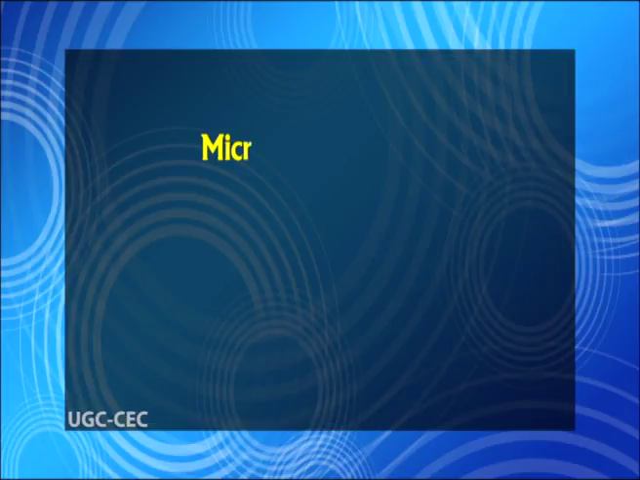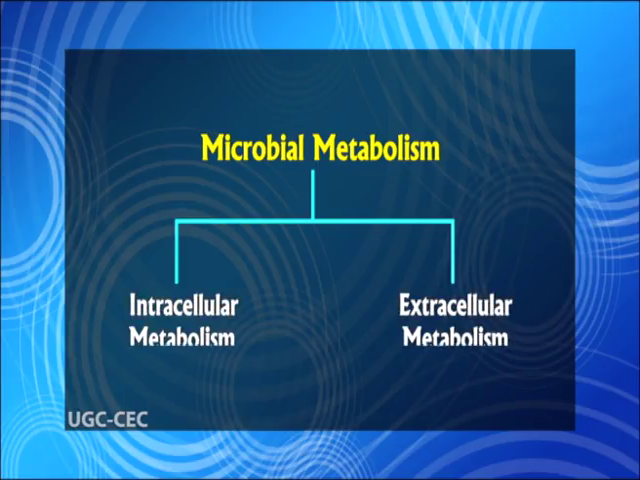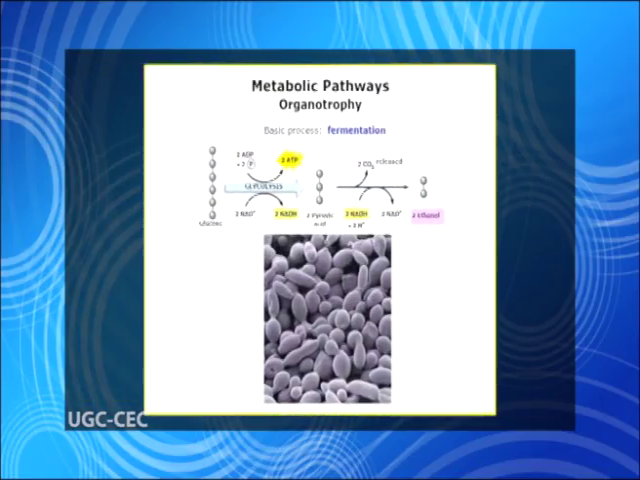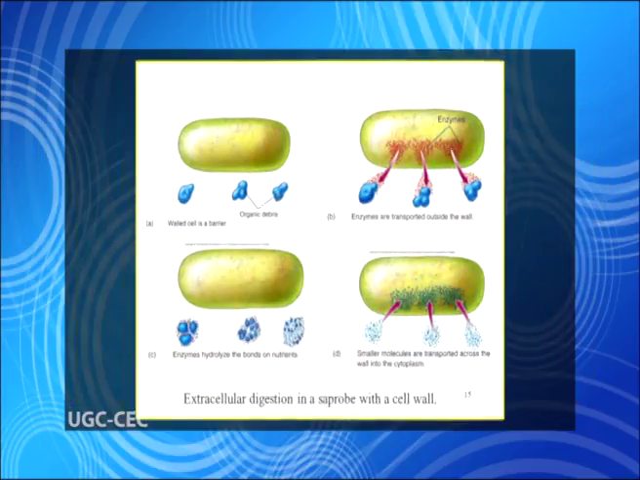On the basis of occurrence, microbial metabolism is divided into two types, one called intracellular metabolism, another called extracellular metabolism. Intracellular metabolism is a type of metabolism that occurs inside cells. Extracellular metabolism is a type of metabolism that occurs outside cells. The best example of extracellular metabolism seen in microbes is digestion.